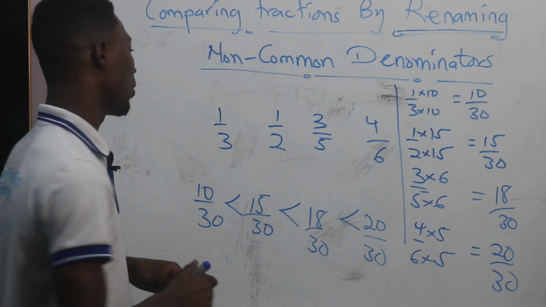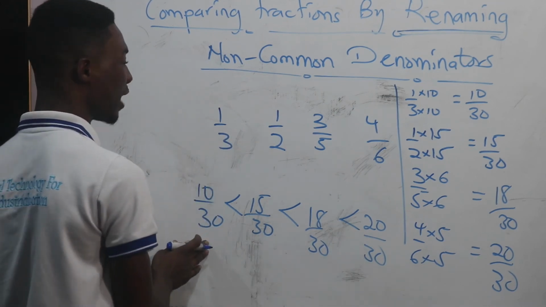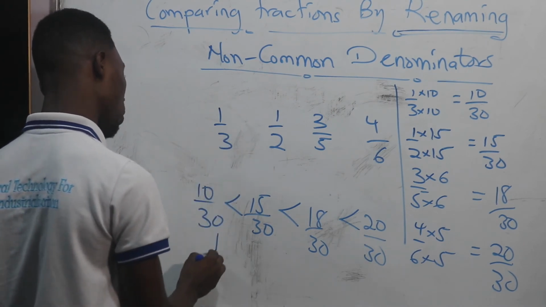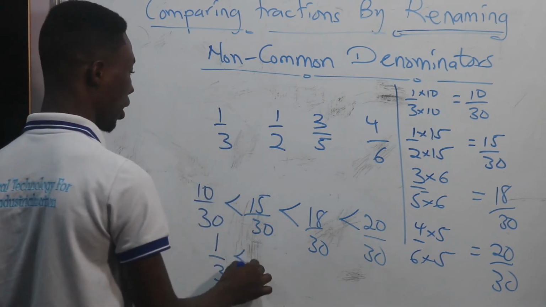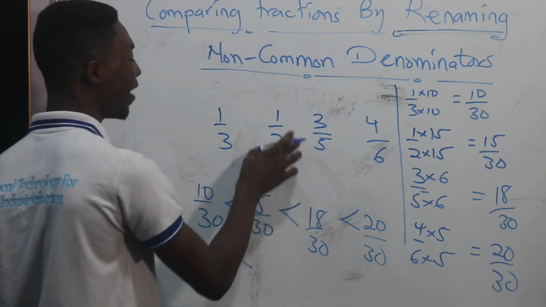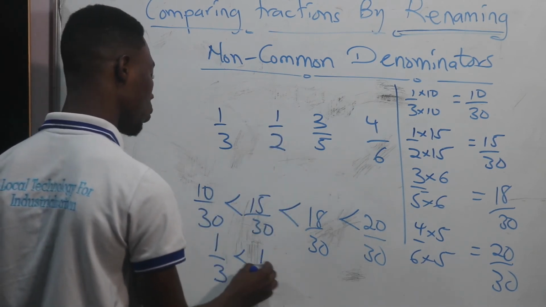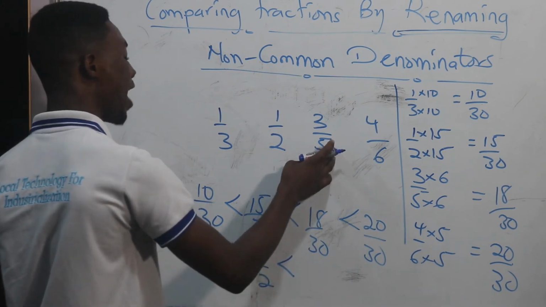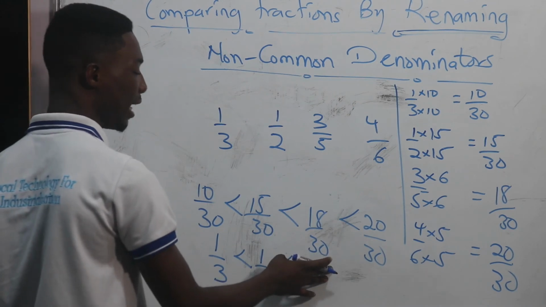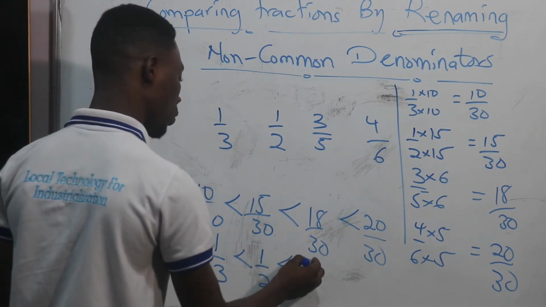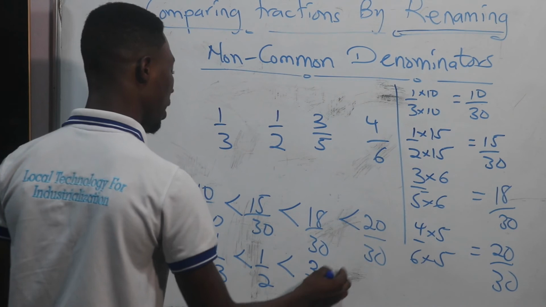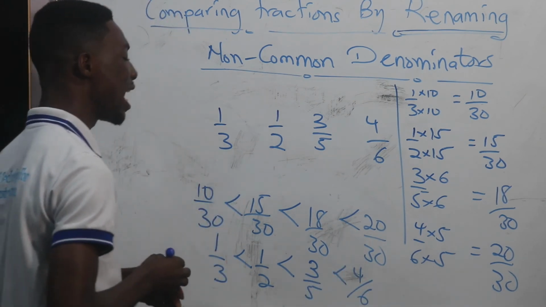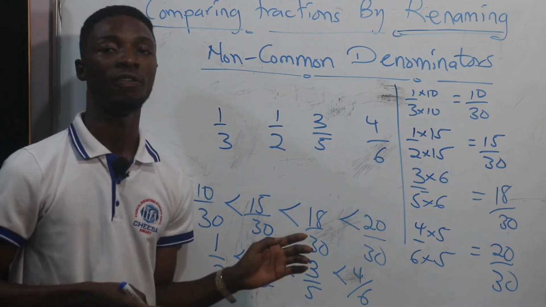and that is going to give us the final answer. So let's take 10 out of 30, which is the equivalent fraction for 1 out of 3. So 1 out of 3. 15 out of 30 is the equivalent fraction for 1 out of 2. So 1 out of 2. 3 out of 5 was represented by 18 out of 30. So 3 out of 5. Finally, we have 4 out of 6. So our fractions are already in their ascending order of magnitude.